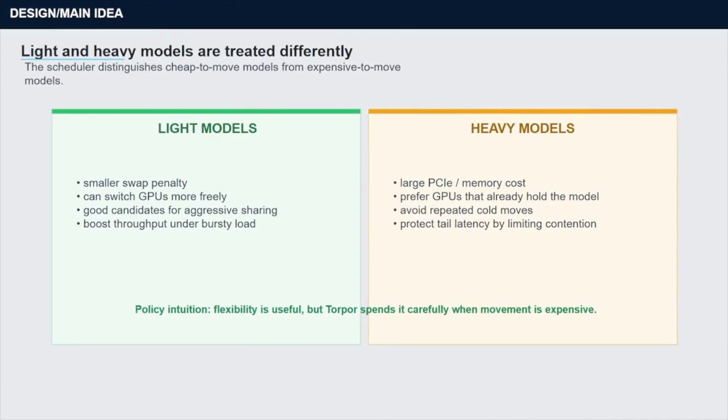Next, light and heavy models are treated differently. The scheduler distinguishes cheap-to-move models from expensive-to-move models. First, you can see the light models have a smaller swap penalty and can switch GPUs more freely. They are good candidates for aggressive sharing, which boosts throughput under bursty load. And the heavy models have a large PCIe memory cost, so the scheduler prefers GPUs that already hold the model, avoids repeated cold moves, and protects tail latency by limiting contention.